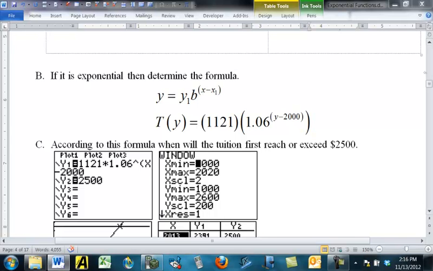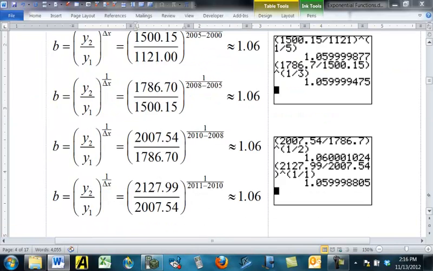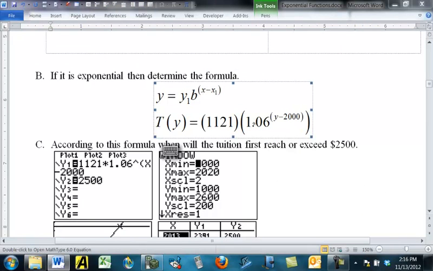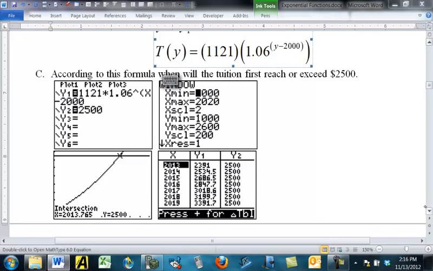To determine a formula, I could take any one of these points I want, like say the first one, 2000 and 1121. So we got t equals 1,121 times 1.06 to the y minus 2,000. And of course that's going to be in dollars, and that's the annual fees and tuition for this particular institution.